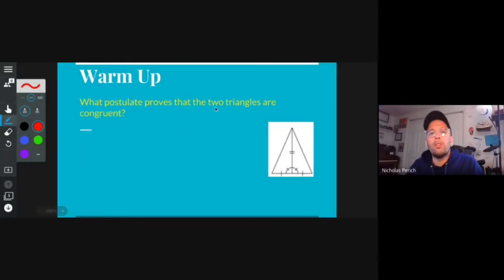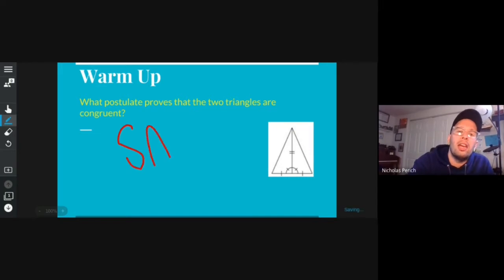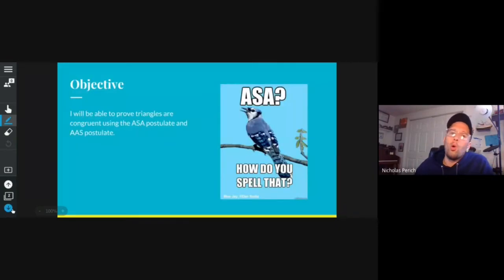Postulate that proves the two triangles are congruent. You have the Santi special: side, angle in the middle, side, SAS. The other one was SSS, and today we're learning two more. We're going to use ASA and AAS.